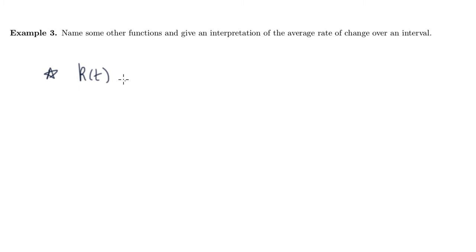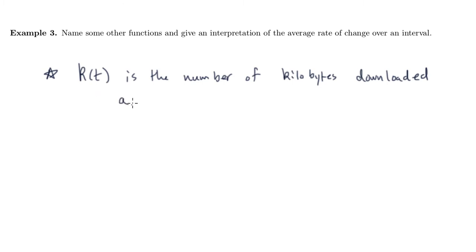And here, k of t is the number of kilobytes downloaded after t seconds.